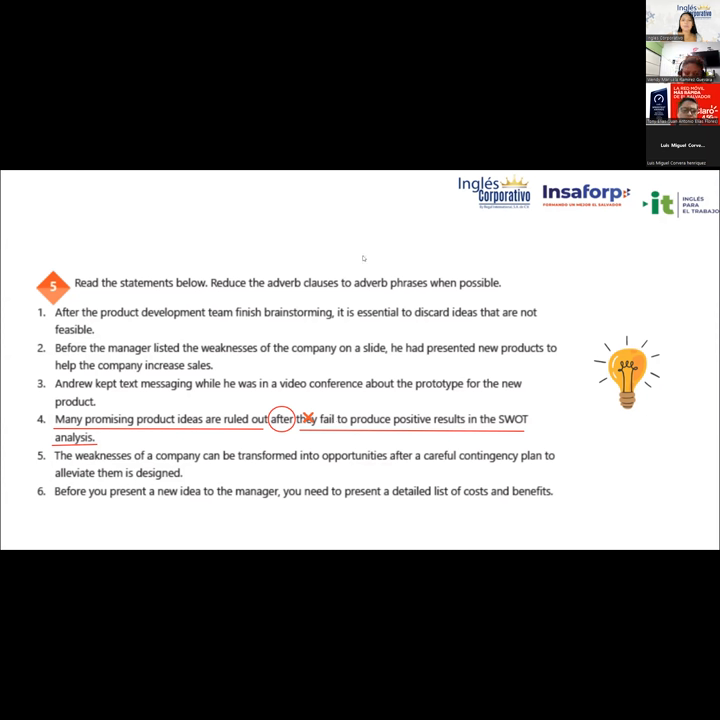Okay. Copy. Yes? Lo voy a copiar. Ah, okay. Please. Okay, number five. Okay, Wendy. Number five. The weakness of the company can be transformed into opportunity after a year. Let me think. Yeah, think about it.